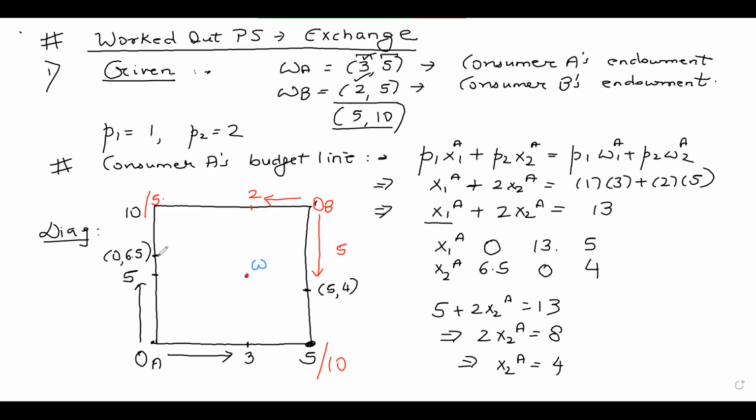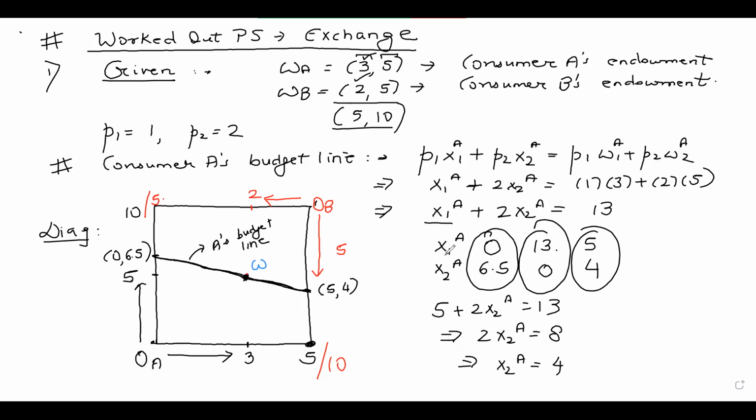If I join these with the endowment, remember the endowment always lies on the budget line. So this is A's budget line. We have plotted A's budget line. It passes through 0, 6.5 and 5, 4. It also passes through 13, 0, but the maximum good x1 available in the economy is 5. When I put that, I get x2 as 4 on the budget line. So it's 5, 4, 0, 6.5, and it passes through the endowment, which is 3, 5 for consumer A. So this is my complete solution to question number 1.